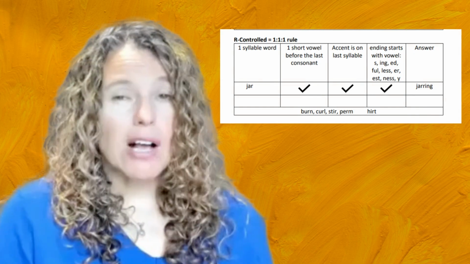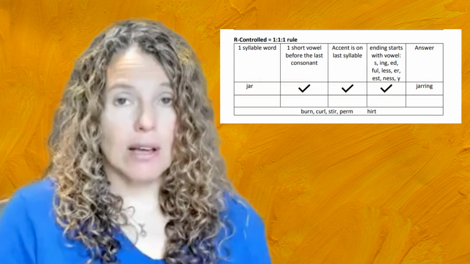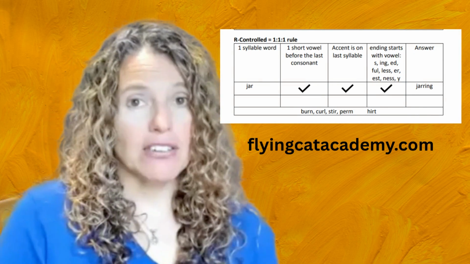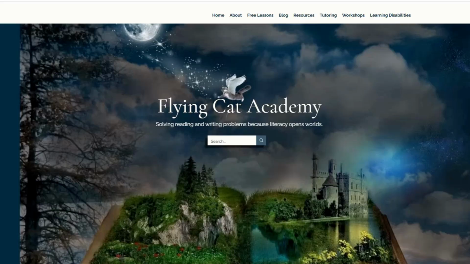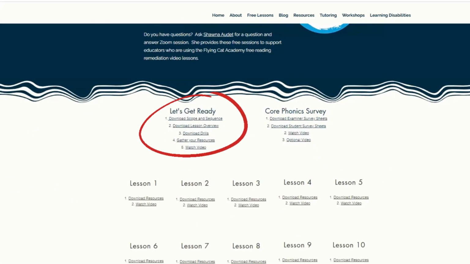And then I also like to do these word sum sheets, and you can find them in the resource section of all my lessons online. So if you go to flyingcatacademy.com and click on free lessons, you'll see there's lots and lots of lessons there. And if you click on the scope and sequence, it will open up and show you where the R-controlled lesson starts, and then you'll know where to get all the resources.